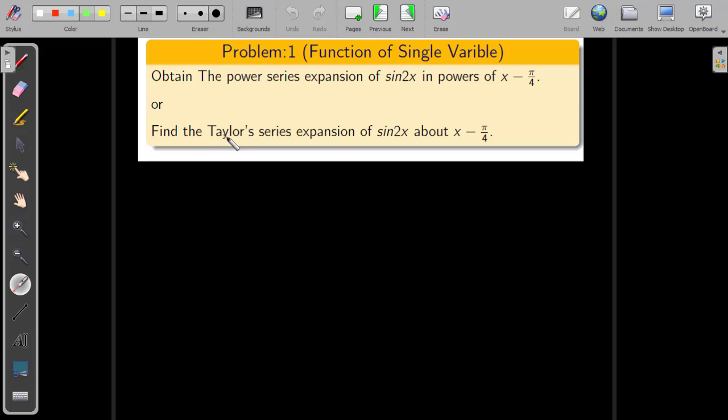Otherwise, he may ask directly. In the direct case, he will ask to find the Taylor series in terms of x minus some number, or the Maclaurin series in powers of x directly. Now let's start the solution.